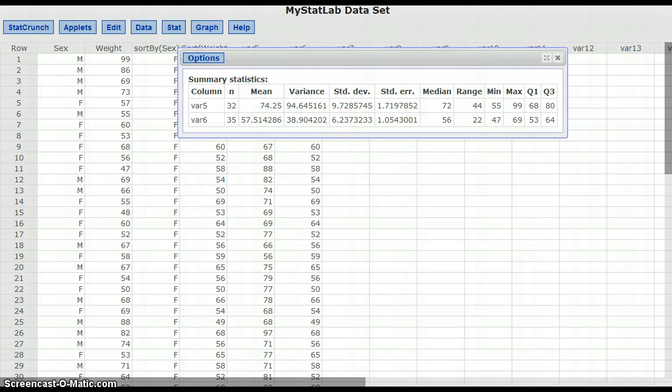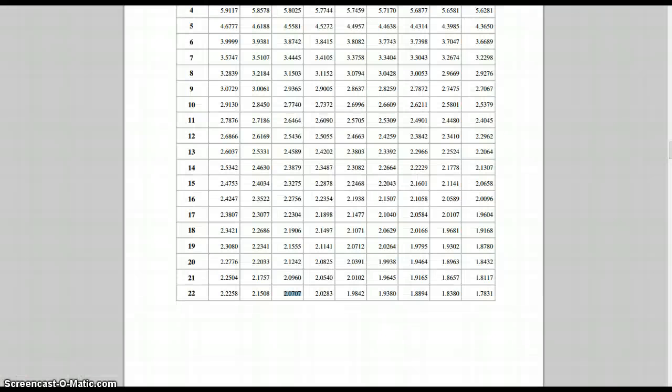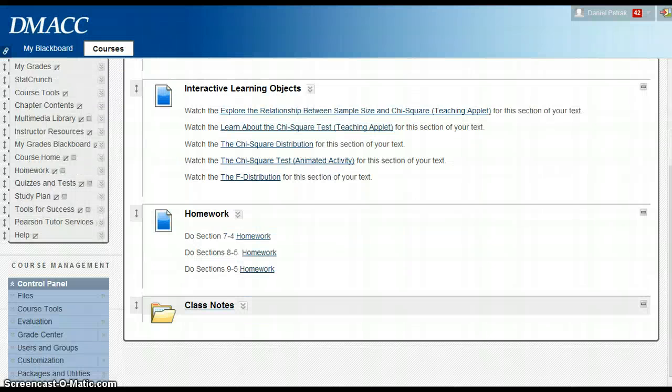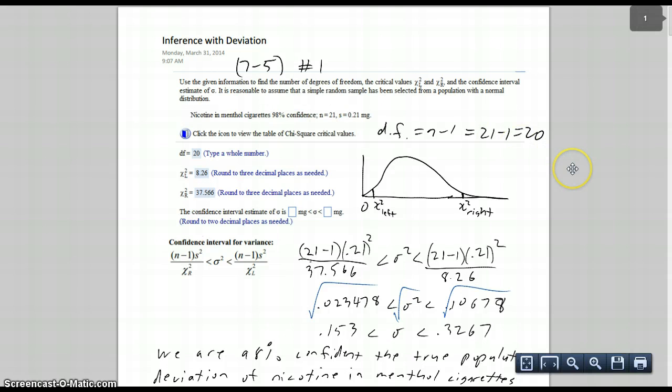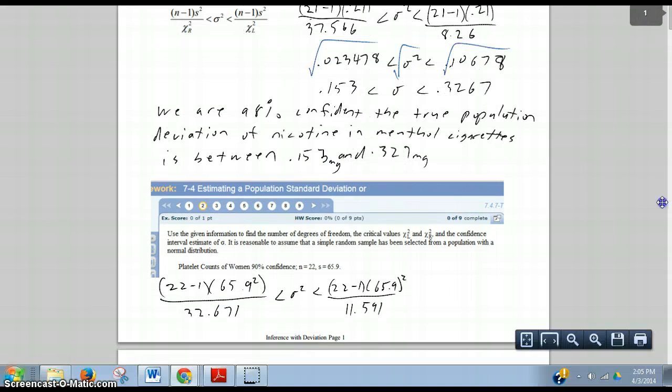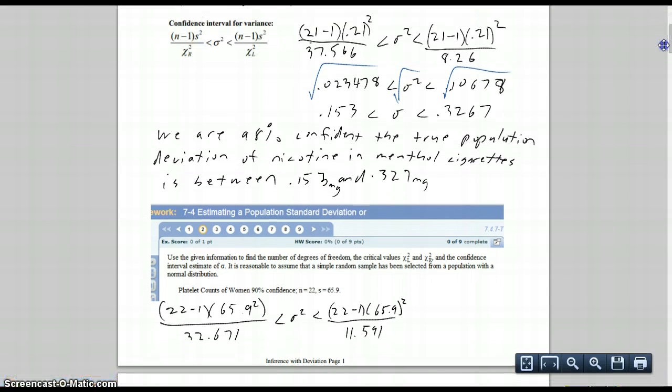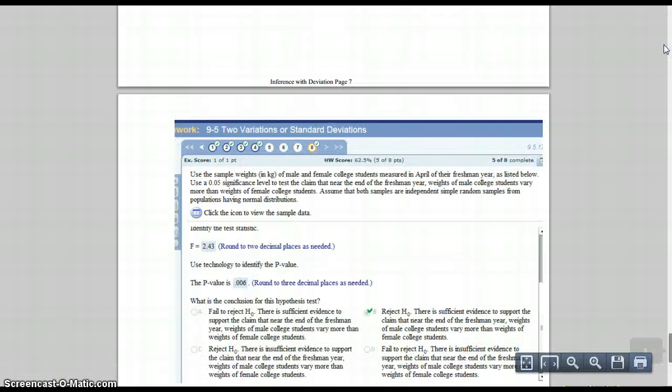So if I go to our notes, I'll actually show you where I've uploaded the write-up of this on Blackboard. So if I go to class notes, inference with deviations, and I'll go to the write-up of this. But I want to show you on StatCrunch how to get the data loaded, and then what you have to do there. And I'm going to go all the way down here to the end. Let's see here. There we go.